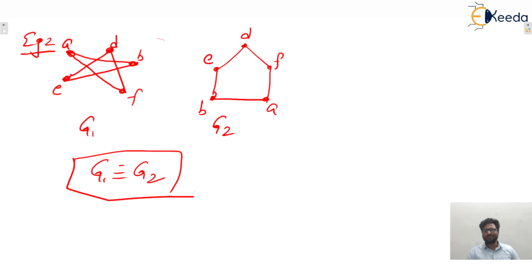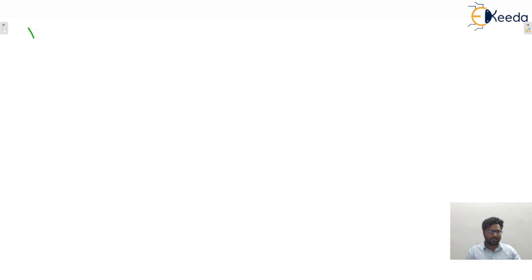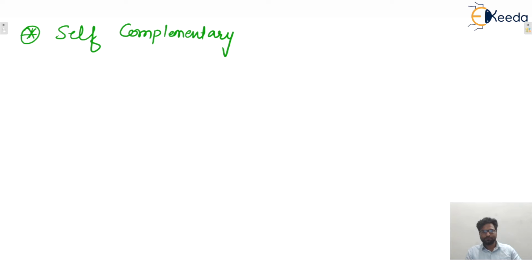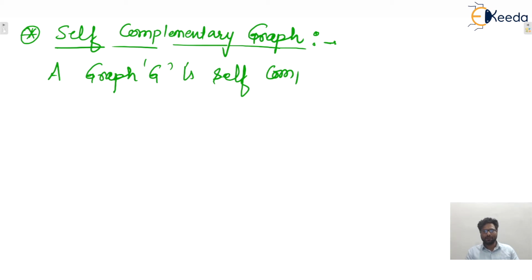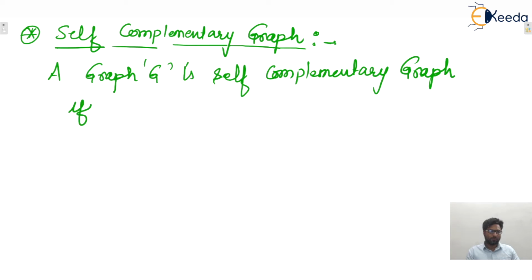So next, moving to the concept of the self-complementary graph. That is important. Okay, next one is the self-complementary graph. So write down the definition. A graph G is a self-complementary graph if and only if G is equivalent to G complement, or isomorphic to G complement.